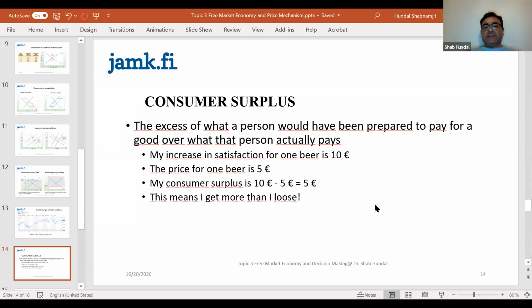Questions, comments. This is the concept of consumer surplus, and it happens very often. Have you ever experienced this concept of consumer surplus? That you are willing to pay X price, but the actual price is Y. If X is more than Y, then it's good. But if X is less than Y, it's bad. Have you ever experienced this?